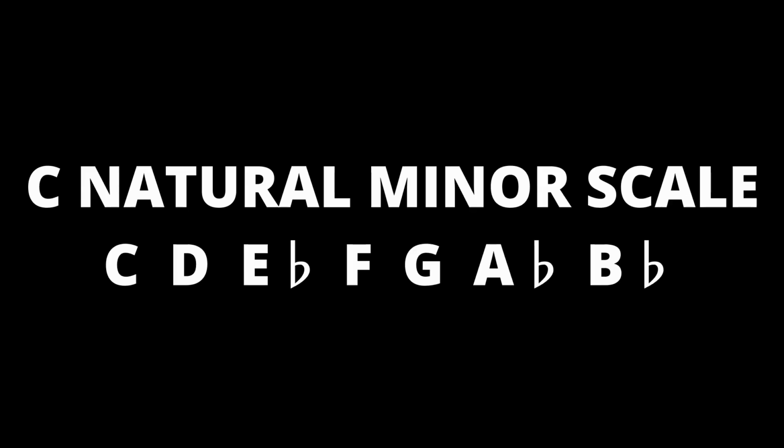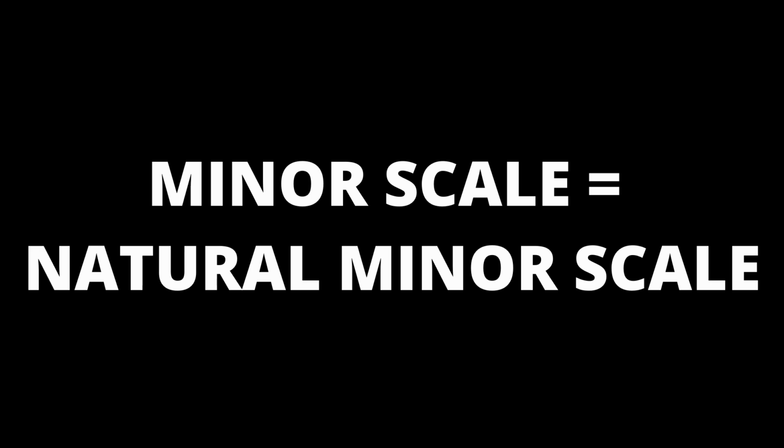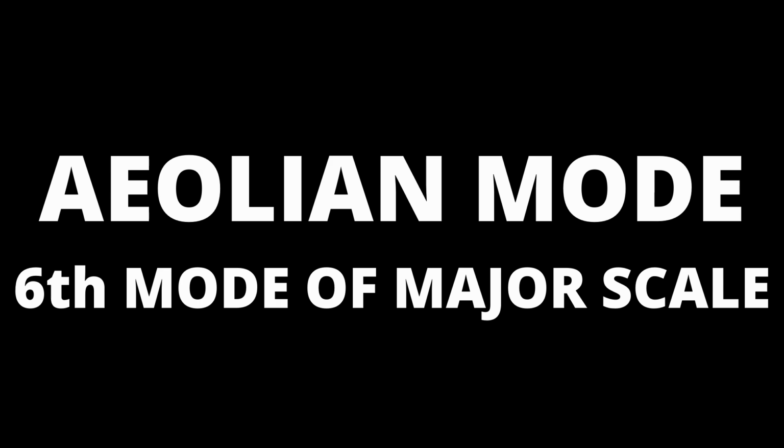The C natural minor scale has the notes C, D, E flat, F, G, A flat and B flat. It is worth being aware that there is more than one minor scale. We won't go into detail about this here, but where we mention the minor scale, we are referring to the natural minor scale. This is also known as the Aeolian mode or the sixth mode of the major scale.